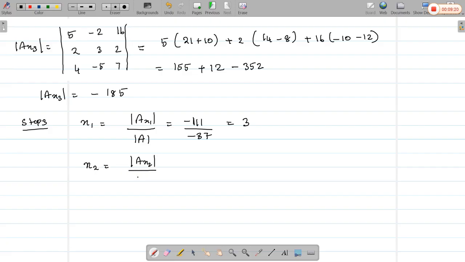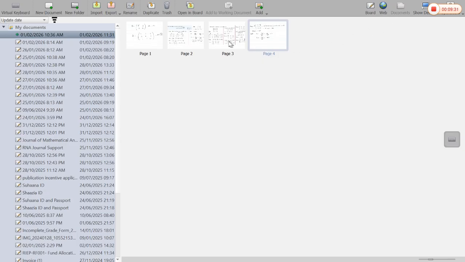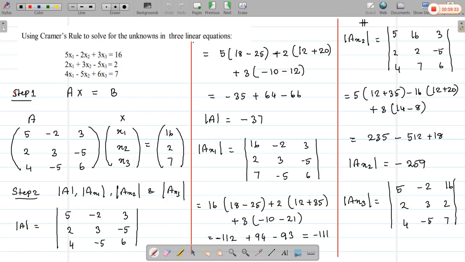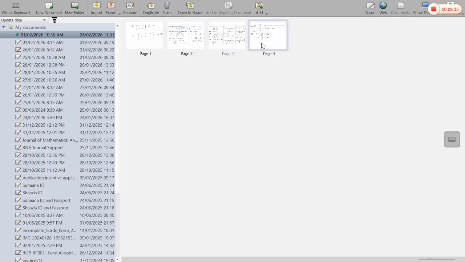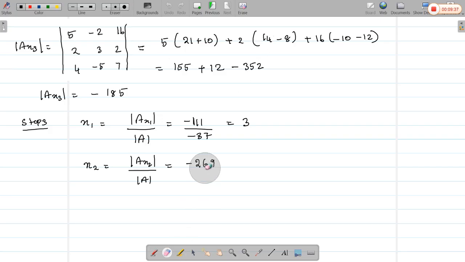Ax2 over the determinant of A. What was Ax2? Minus 259, I think. Minus 259 over minus 37. What is the answer? 7. And what is x3?